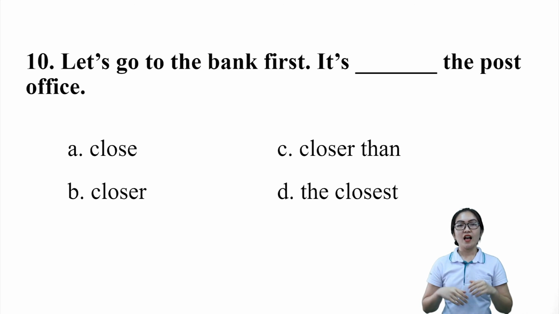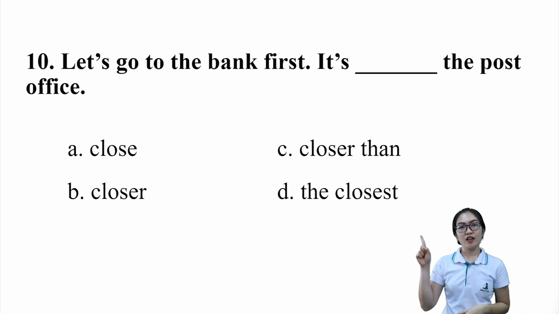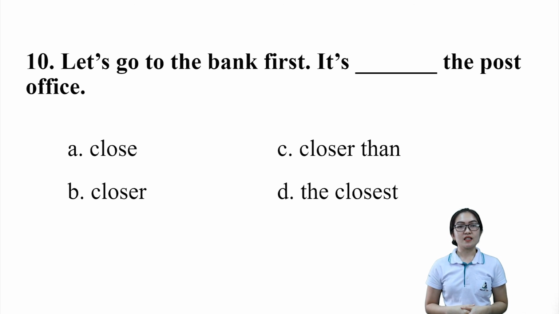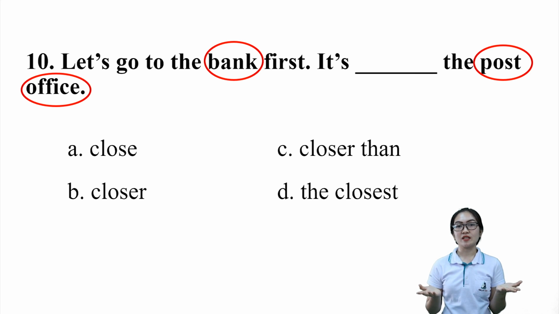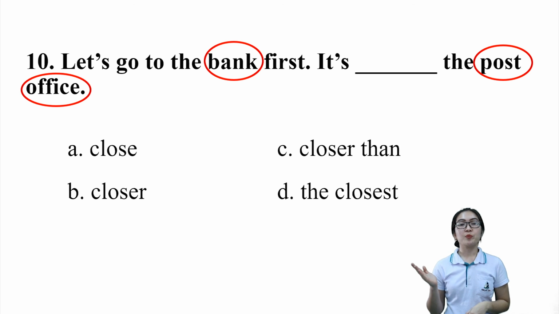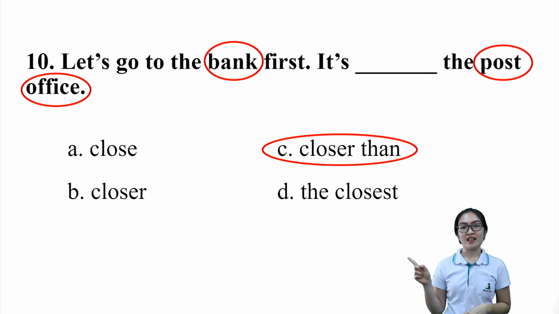Number 10. Let's go to the bank first. It's blank the post office. A, close, B, closer, C, closer than, D, the closest. In this sentence, there are two different places, the bank and the post office. There may not be a word than here, but since we have two objects, we have to use comparative adjective. Again, comparative adjective should be accompanied by the word than. Therefore, the answer should be letter C, closer than.